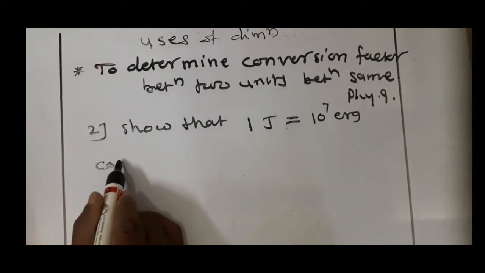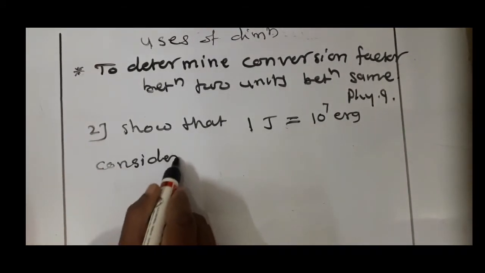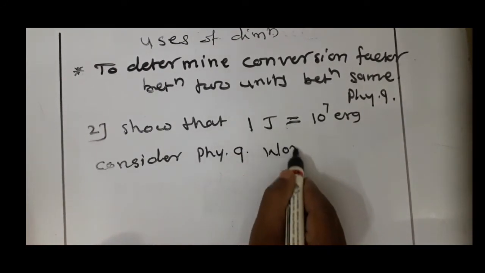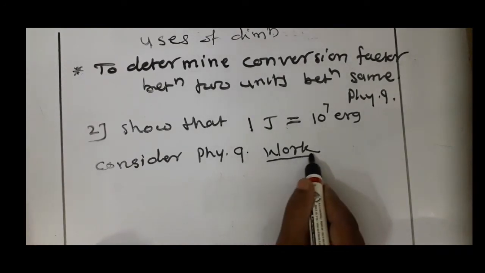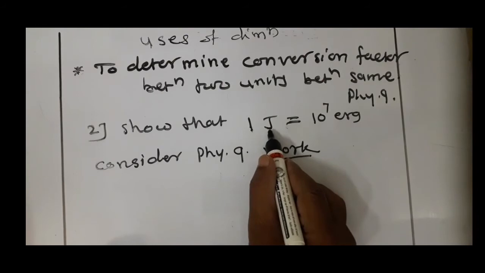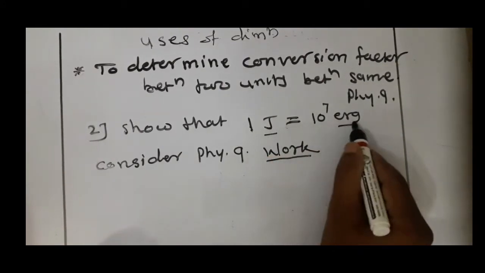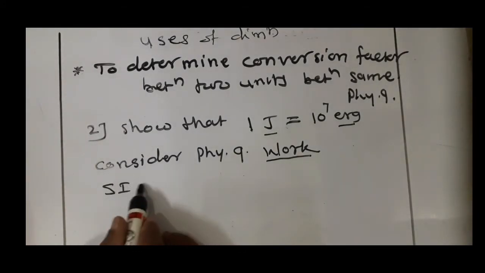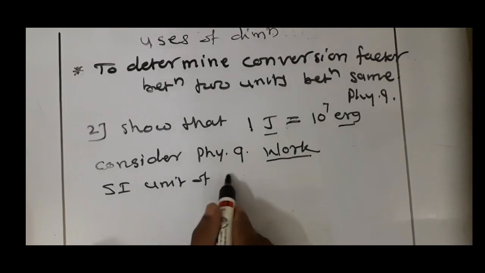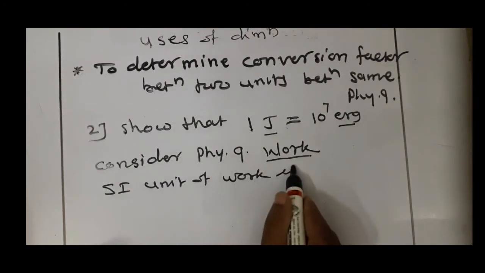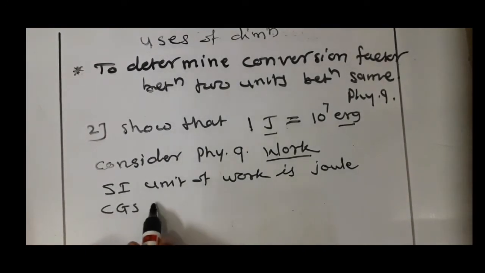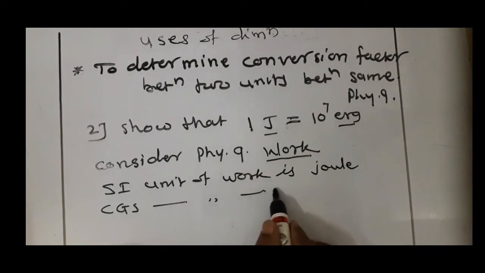Therefore we first consider the physical quantity work, because we know that the SI unit and CGS unit of work are nothing but the joule and the erg. Now the SI unit of work is the joule. Okay, we write this joule. And the CGS unit of that work is nothing but the erg.